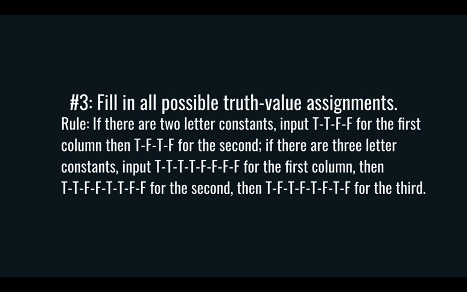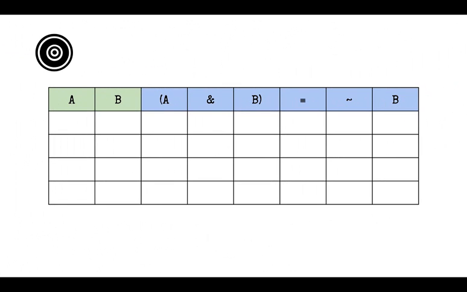You might be intimidated right now or completely confused. All this means is we're dealing with 2 constants in this case. So we're supposed to go TTFF for A and then TF for B. That's all that was said in the preceding rule. This is the way that you're supposed to format it.